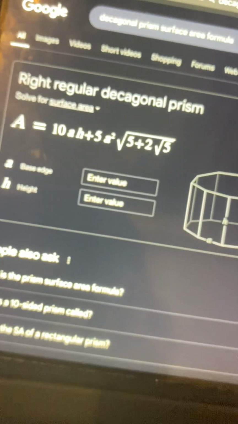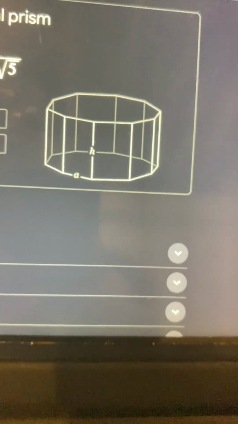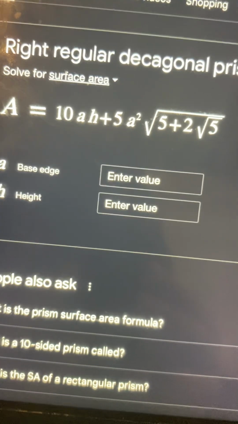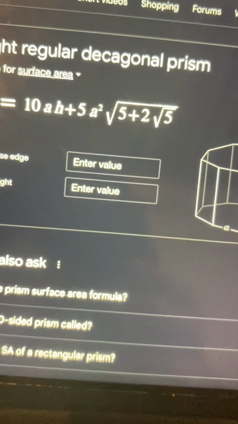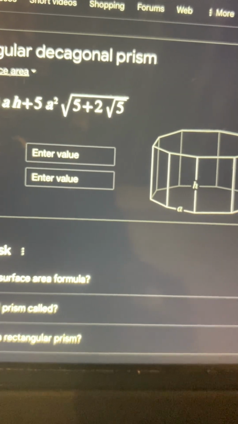And finally, the surface area of a right regular decagonal prism, or a prism with 2 10-sided bases, is 10ah plus 5a squared times the square root of 5 plus 2 times the square root of 5.